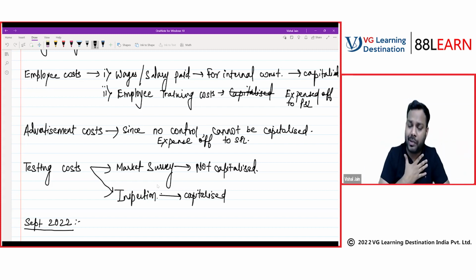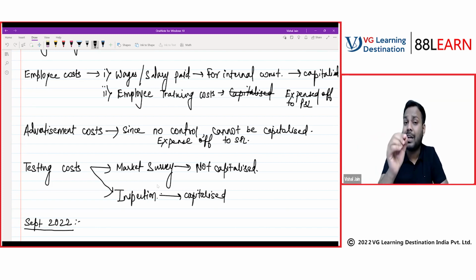Similarly it happens here also. Let's suppose I have purchased a machinery. Before putting the machinery to use, I will do the test run. When I'm doing the test run, it might be the case that some products are manufactured. The products which are manufactured, I'll not throw off. I'll sell them in the market and generate revenue.